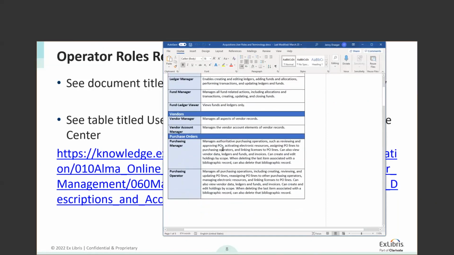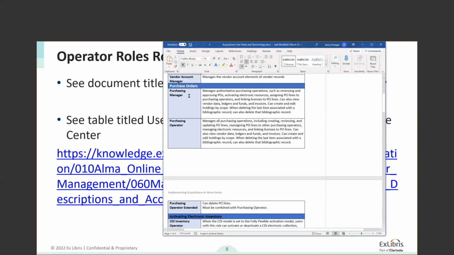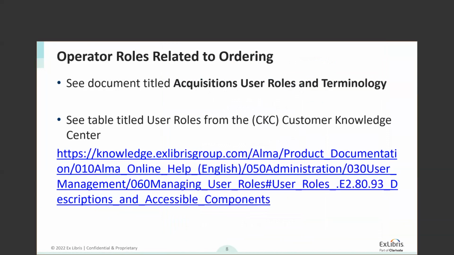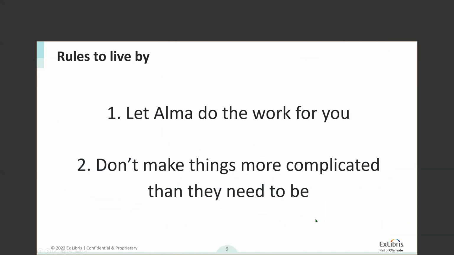So when we're talking about ordering, there are a few roles that relate to it: a purchasing manager, a purchasing operator, and purchasing operator extended, where operator allows you to add and edit, essentially, where operator extended allows delete. So you would need both of these roles in order to be able to delete, not just the extended role, which doesn't give you the add and edit capability. I just pulled this information from this link in the documentation, and you could pull that up and get more details if you need. I try to push you to that documentation.